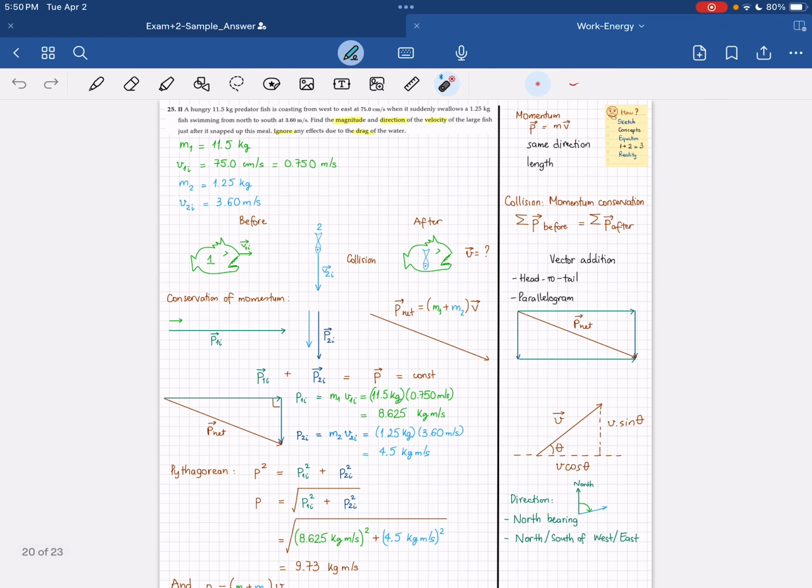At first we need to sketch it. You don't need to draw the whole fish in your solution for sure. I just want to draw it here, then you can see what's going on. But what we need to do is what? We just need to write this one, okay?